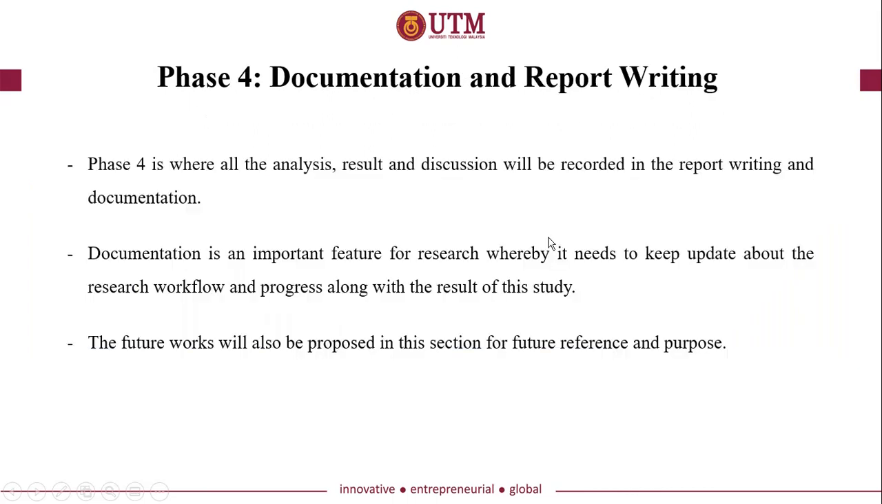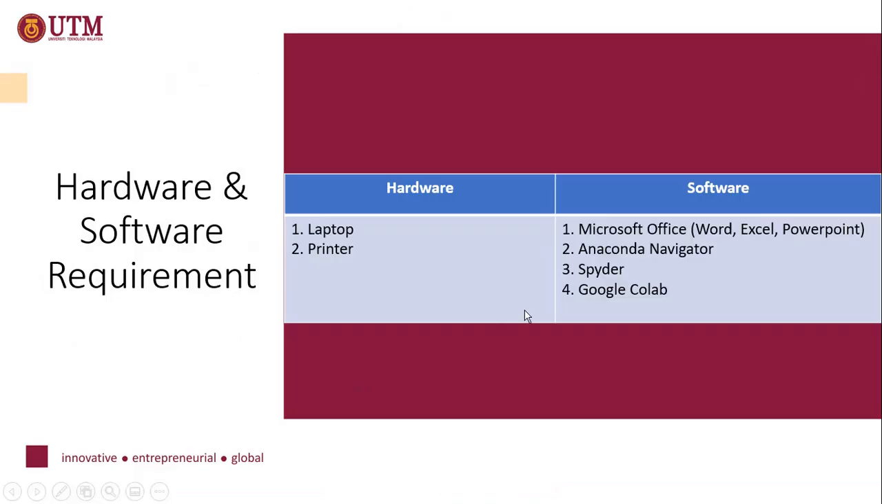And the last phase is phase 4, which is documentation and report writing. Phase 4 is where all the analysis, result, and discussion will be recorded in your report writing and documentation. Documentation is an important feature for research, whereby it needs to keep updated about the research workflow and progress along with the result of the study. The future works will also be proposed in this section for future reference and purpose. So these are the hardware and software requirements for my research.